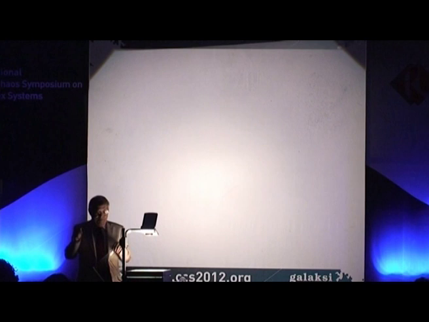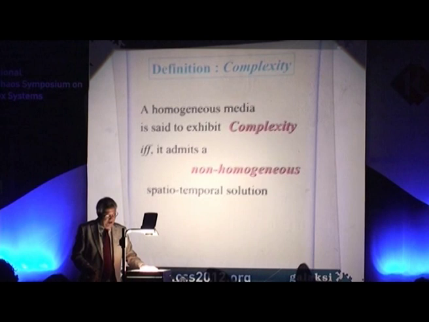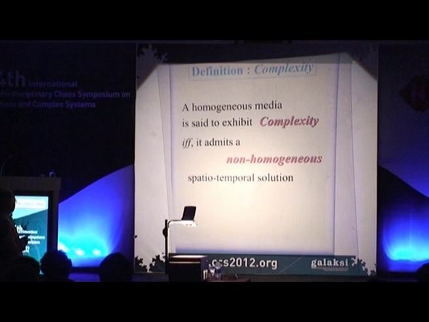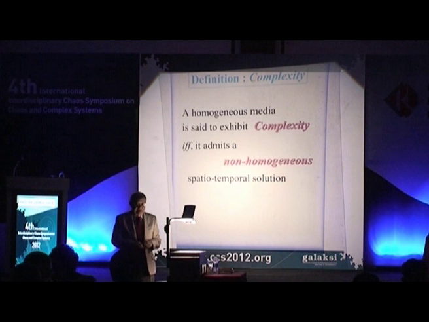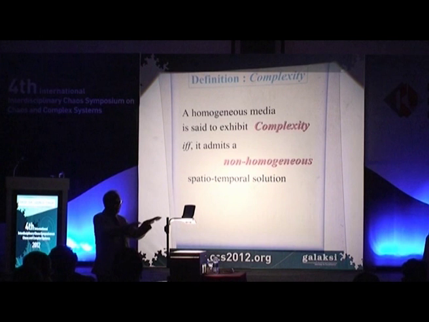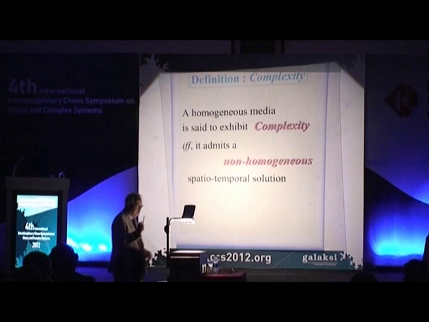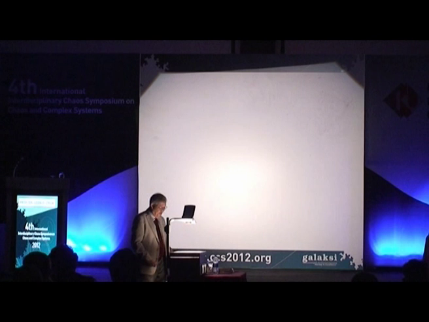So my definition is very simple. What is complexity? A homogeneous media, like a media made of cells that are all identical, is said to exhibit complexity if and only if it admits a non-homogeneous spatial-temporal solution. So if you have a collection of identical cells, which by all rights should have identical solutions, and you do not find identical solutions, if you have a pattern, then we say we have complexity. So it's a very simple definition that everyone can understand.